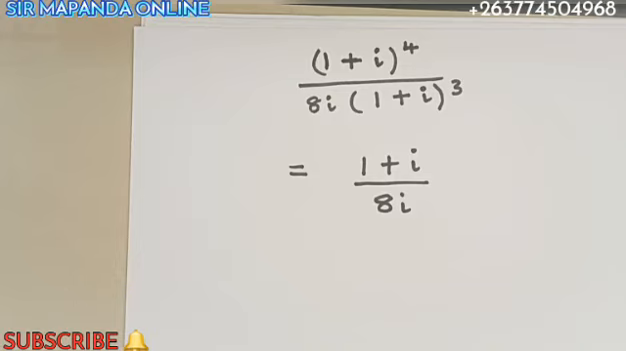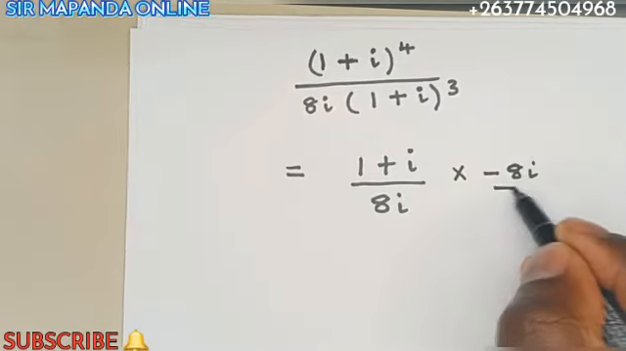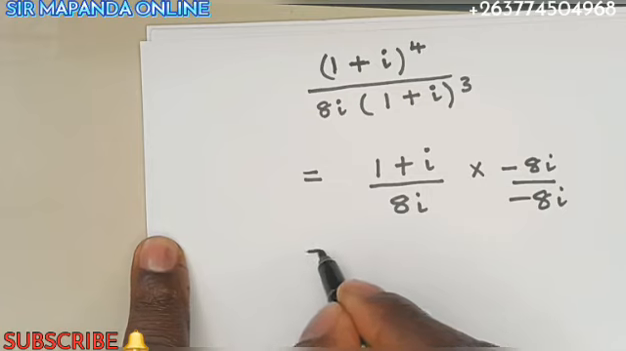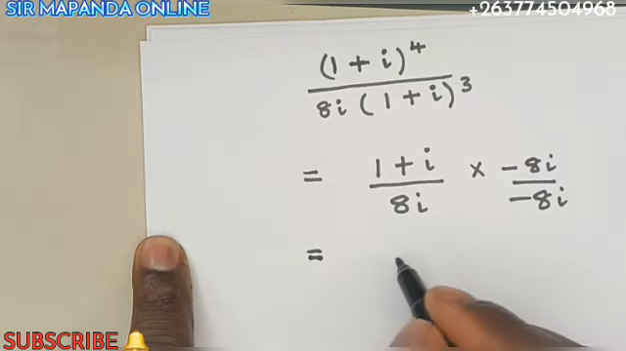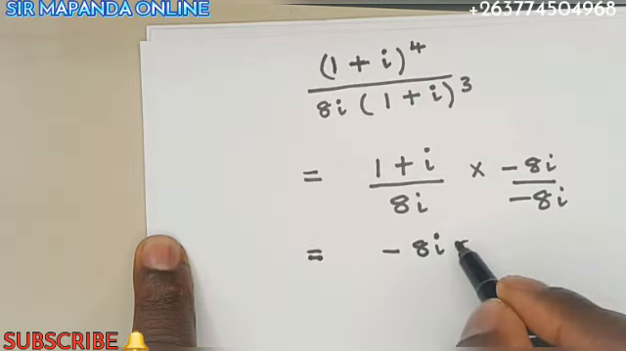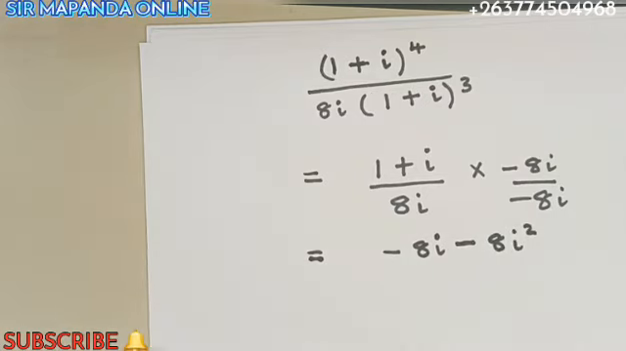So to clear off the complex component on the denominator, you have to multiply both the numerator and the denominator by the conjugate of the denominator. And the conjugate of 8i is −8i. So I'm going to multiply by −8i on both the numerator and the denominator. I hope you are following, class. Right? 1 times −8i, you get −8i. Then i times −8i, you get −8i². But this is going to become plus 8 since i² is −1. Take note of that. Then we move on to the denominator.